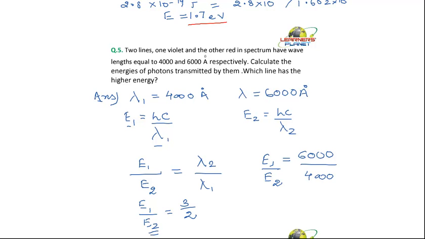Energy 2. That is, which wavelength has more energy? The one which has the wavelength 4000. Clear? So what would be your answer? The light whose wavelength is equal to 4000 angstrom has greater energy than the light with the wavelength 6000 angstrom. So students, don't go into deep calculations, just try to apply logic.